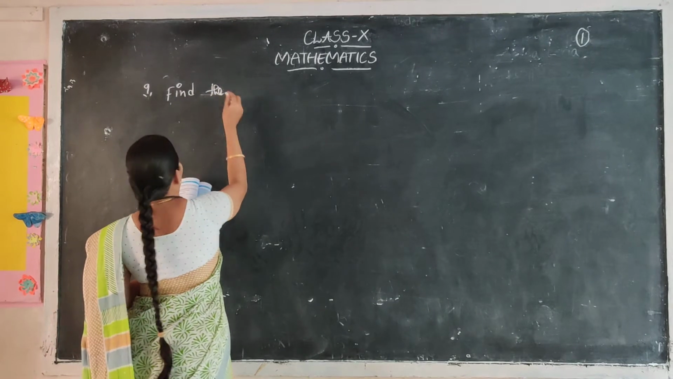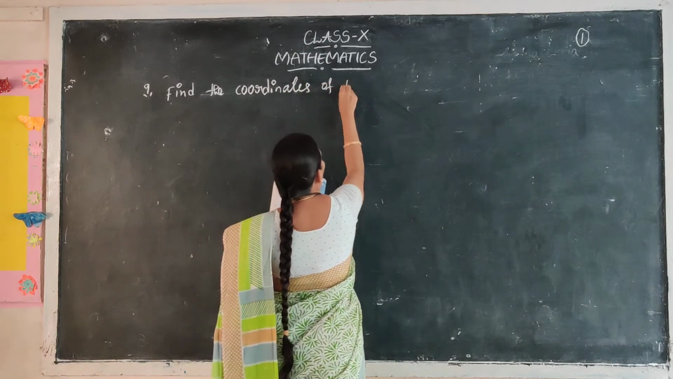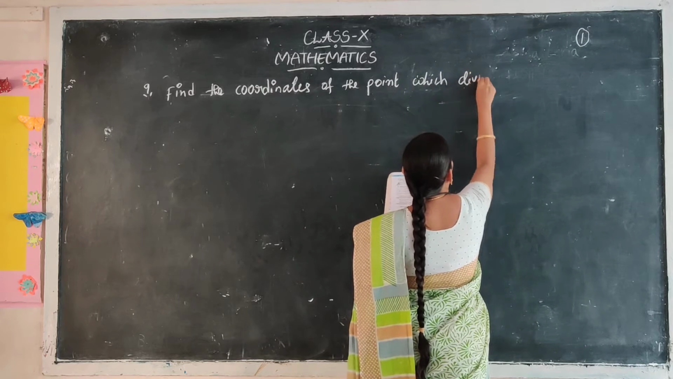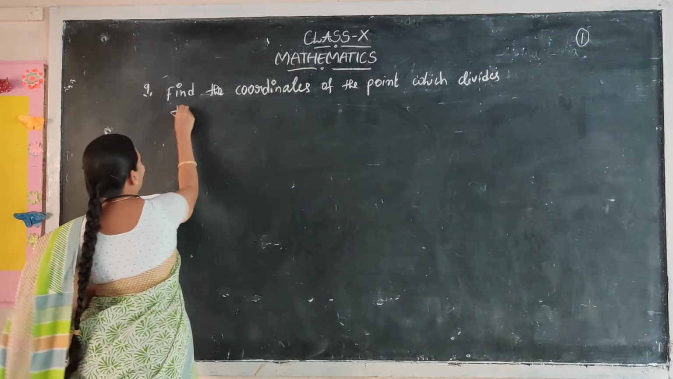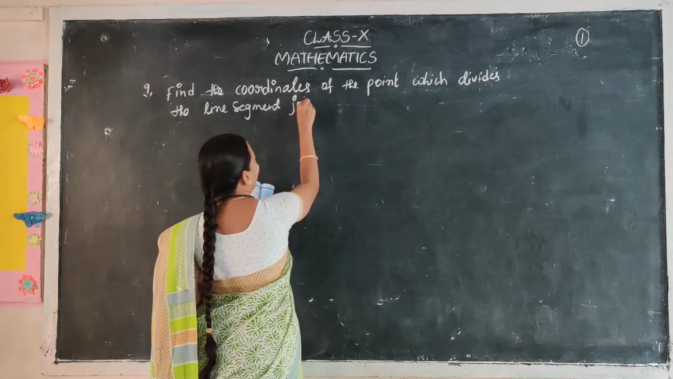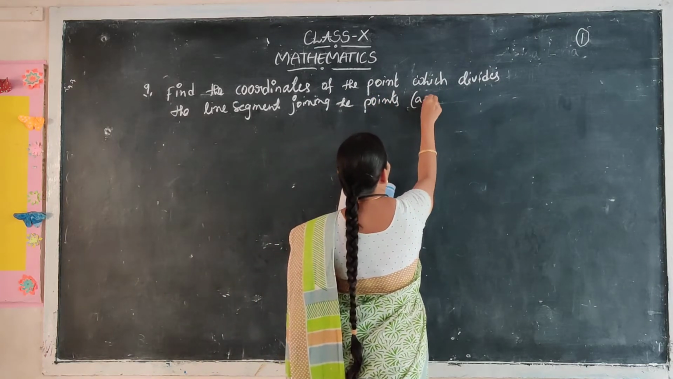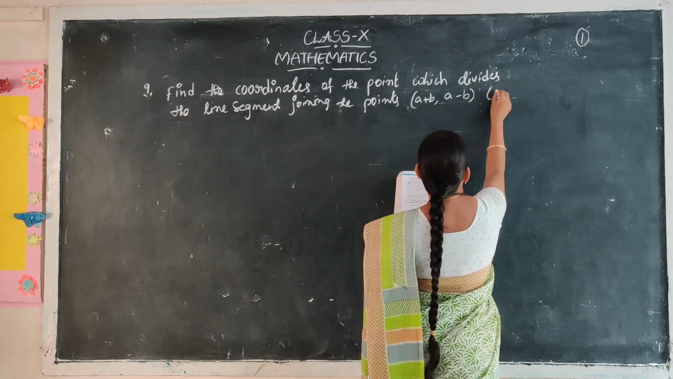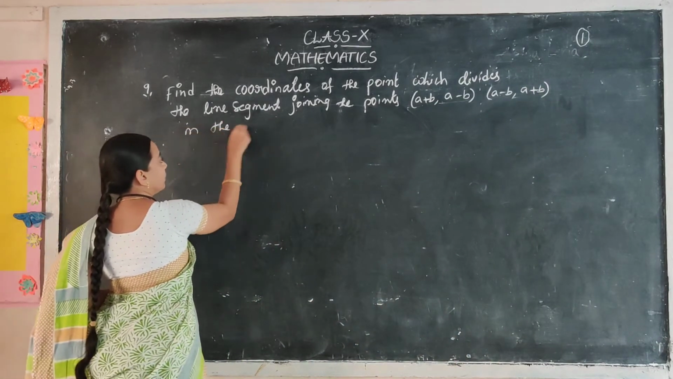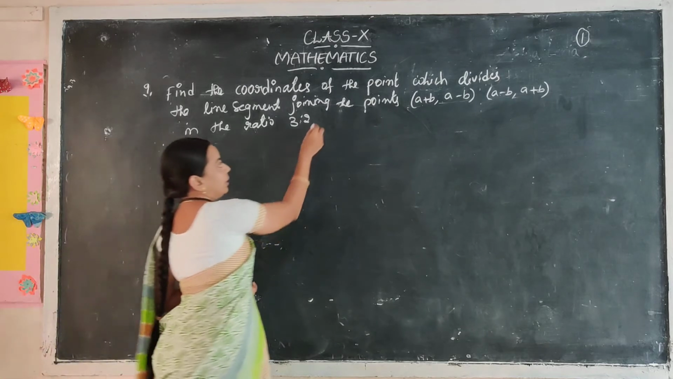Find the coordinates of the point which divides the line segment joining the points (a plus b, a minus b) and another point (a minus b, a plus b) in the ratio 3:2 internally.